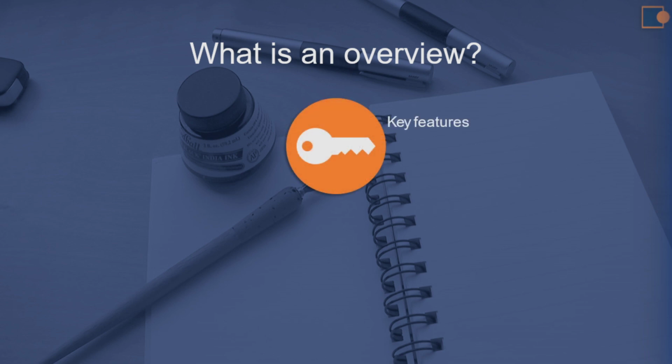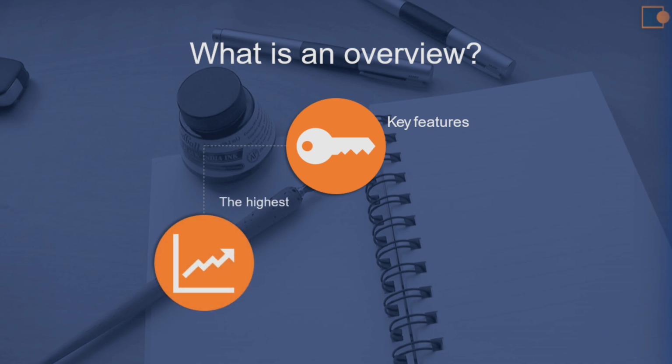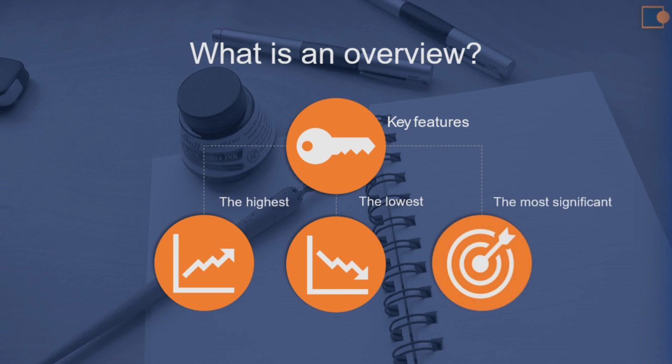Overview is all about writing key features. Key features usually represent the highest points, highest growth, highest change. The lowest of all in charts and graphs: lowest growth, the least amount of people, and all low parts. And finally, the most insignificant information.